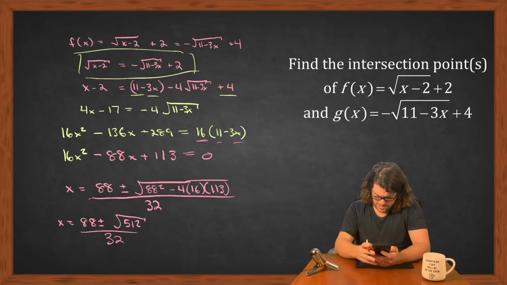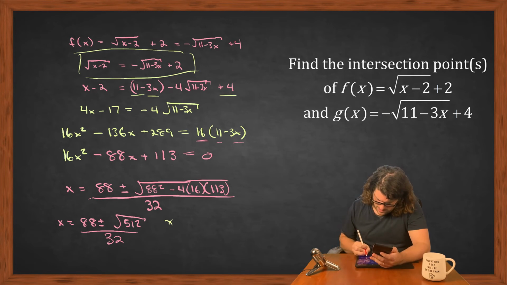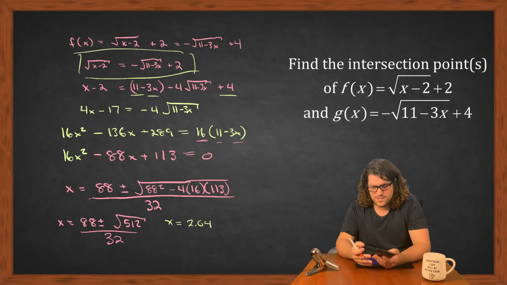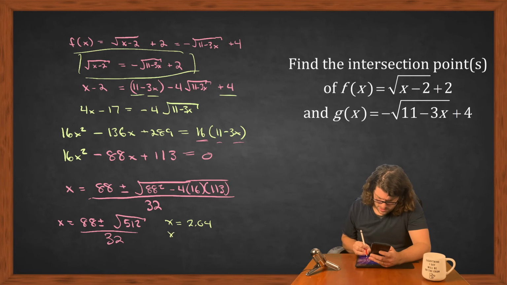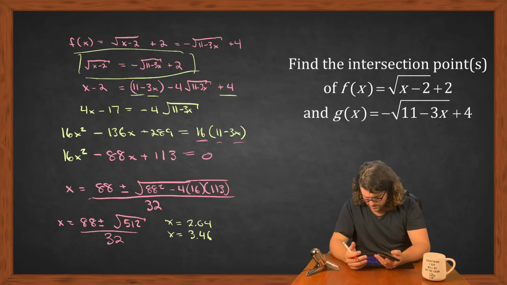So I'm going to go 88 minus the square root of 512 over top of 32. So that would be an x value of 2.04. Just going to round it to the hundredths position. That should be close enough for me to feel comfortable, I guess, about the values there. And my other one is 3.46. Okay.